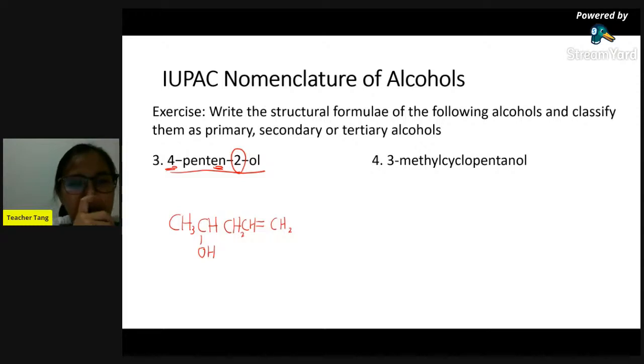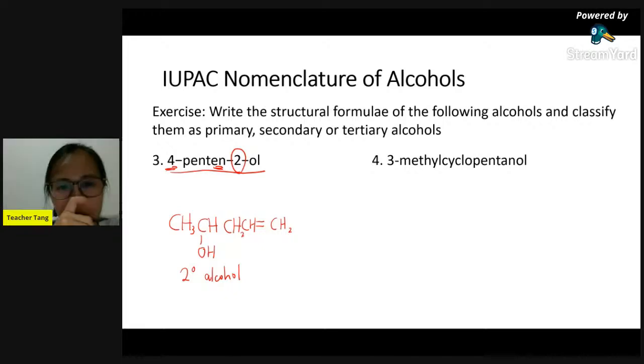So this one, what is the class? Circle the reference carbon first. It has one hydrogen. So if it has one hydrogen, it means two alkyl groups. So 1, 2 alkyl groups. So if two alkyl groups, this is a secondary alcohol.